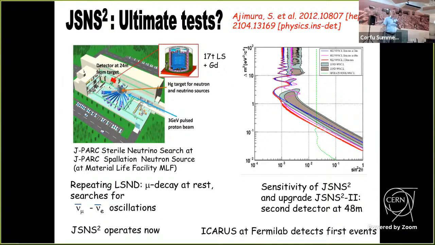So the good news is that the JSNS square experiment in Japan started to operate. This is the experiment which aims to just repeat the LSND result. Pi decay at rest, the distance is something like 24 meters. This is the detector. And they will just study these new mu bar to new E bar transitions and oscillations. Then, of course, there's a rich program of studies of neutrino oscillations in Fermilab. But here is just a direct test of the LSND result.